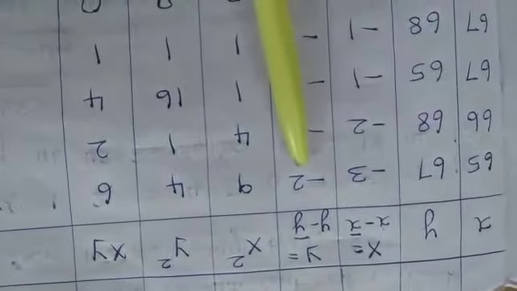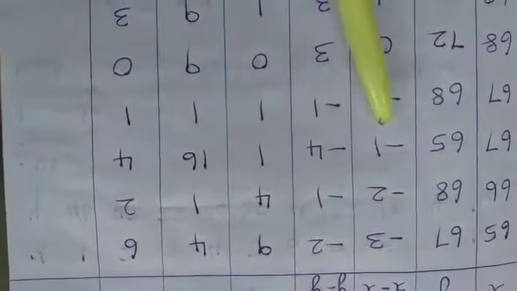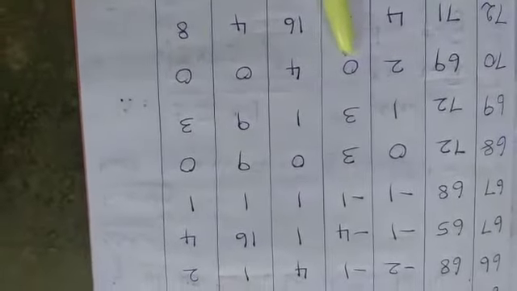Minus 3 into minus 2 is 6. Minus 2 into minus 1 is 2. Minus 1 into minus 4 is 4. Minus 1 into minus 1 is 1. 0 into 3 is 0. 1 into 3 is 3. 2 into 0 is 0. 4 into 2 is 8.